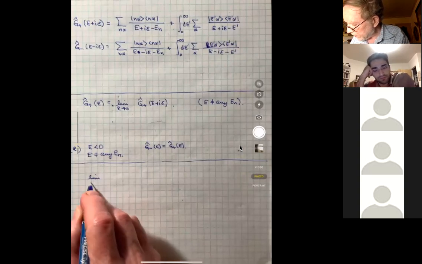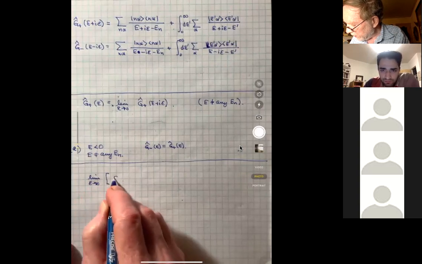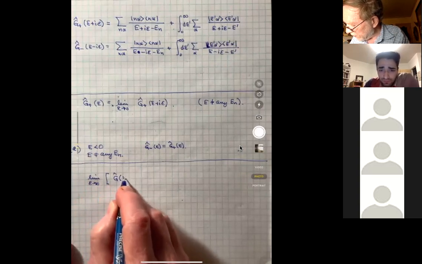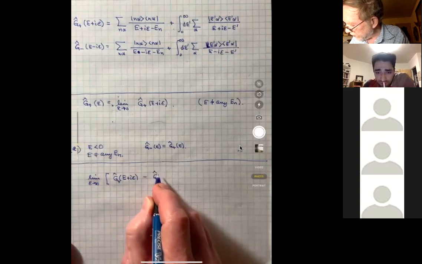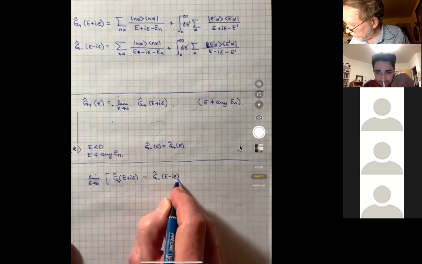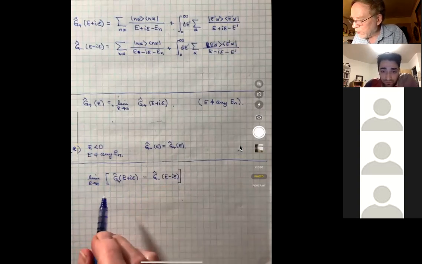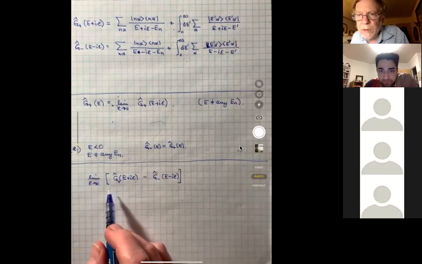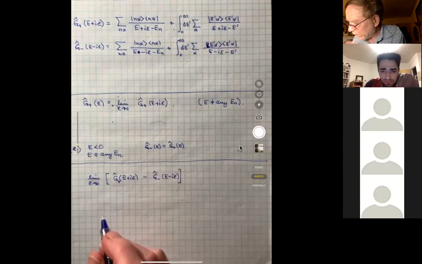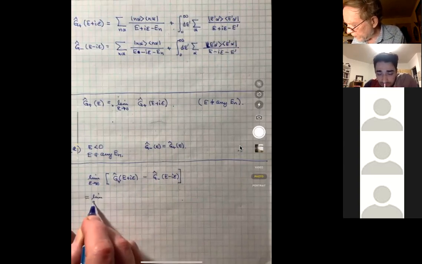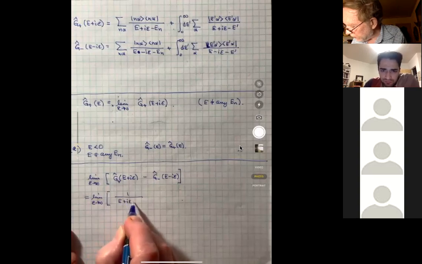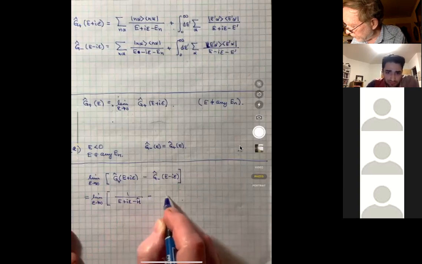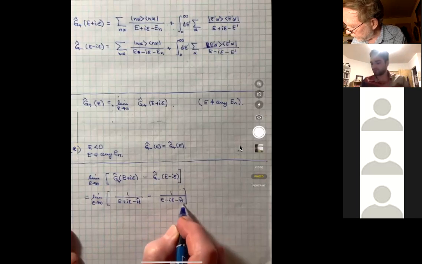The limit as epsilon goes to 0 of g hat plus of E plus i epsilon, minus g hat minus of E minus i epsilon. You might call this the discontinuity between these two limits coming from the two sides. What is this equal to? Well, this is the same thing as the limit as epsilon goes to 0 of 1 over E plus i epsilon minus the Hamiltonian H, minus 1 over E minus i epsilon minus the Hamiltonian H. All right, let's look at this.